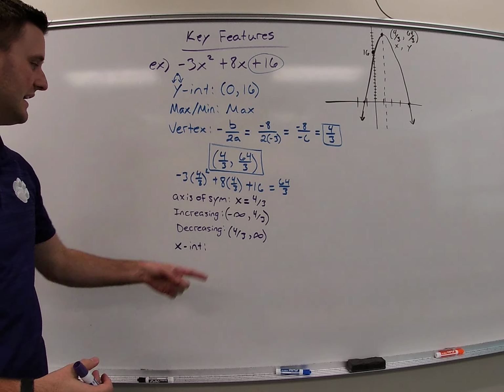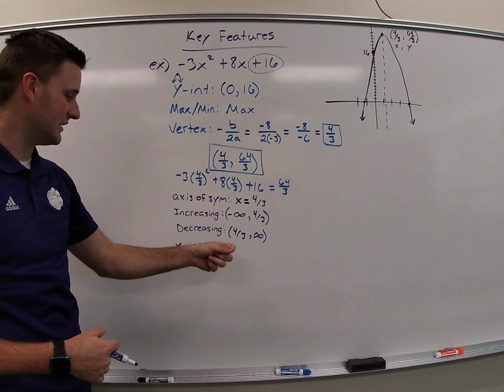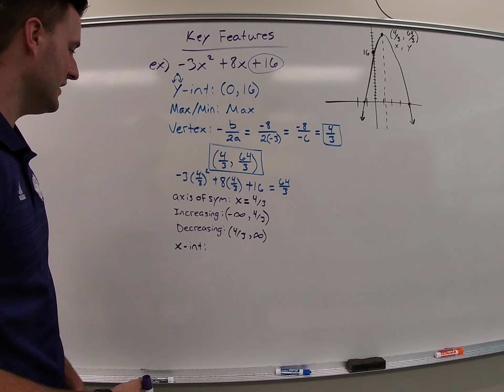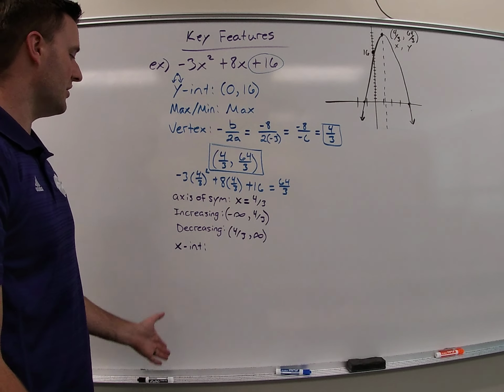Now, if you wanted to say it's increasing for all the x values less than 4/3, and decreasing for all the x values greater than 4/3, you could. But let's just start from left to right. So from negative infinity all the way up to 4/3, we are increasing.